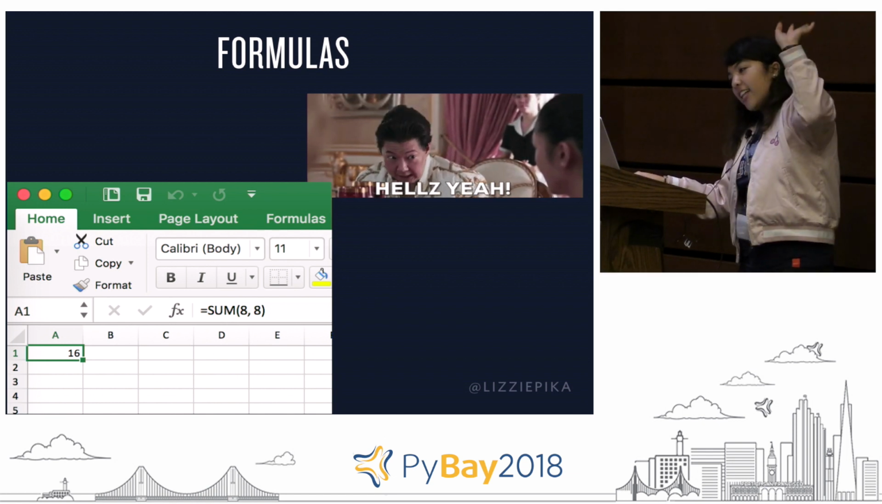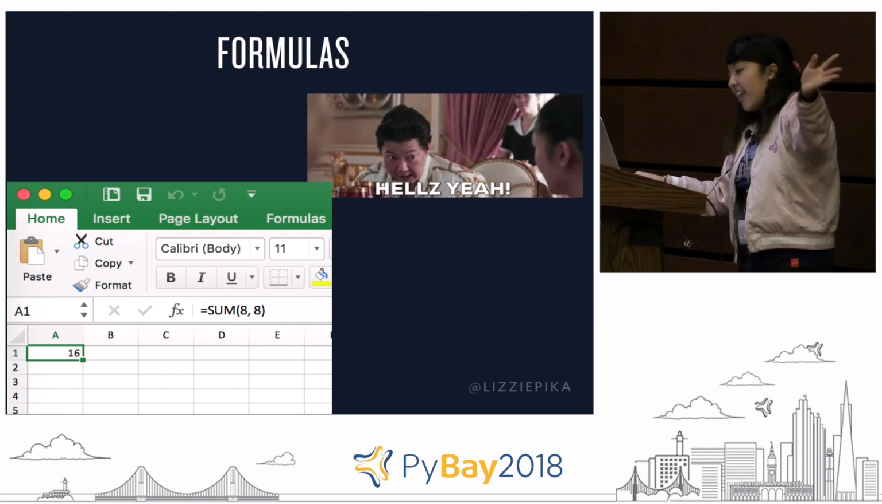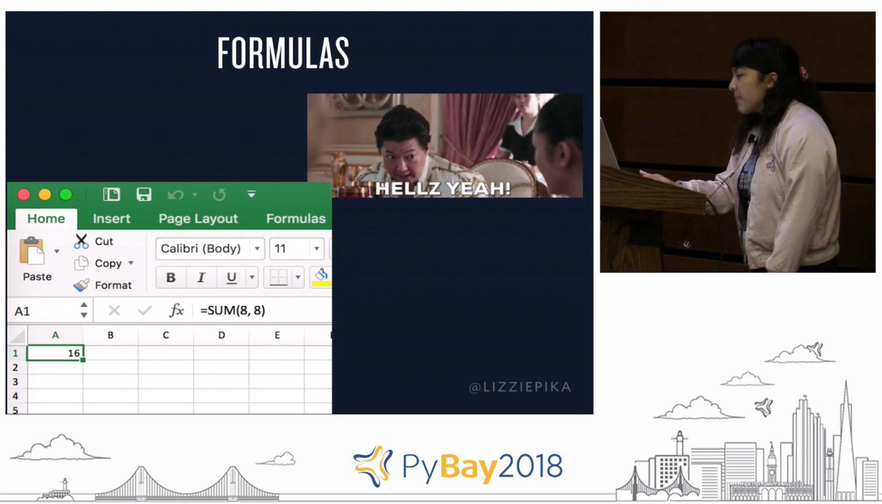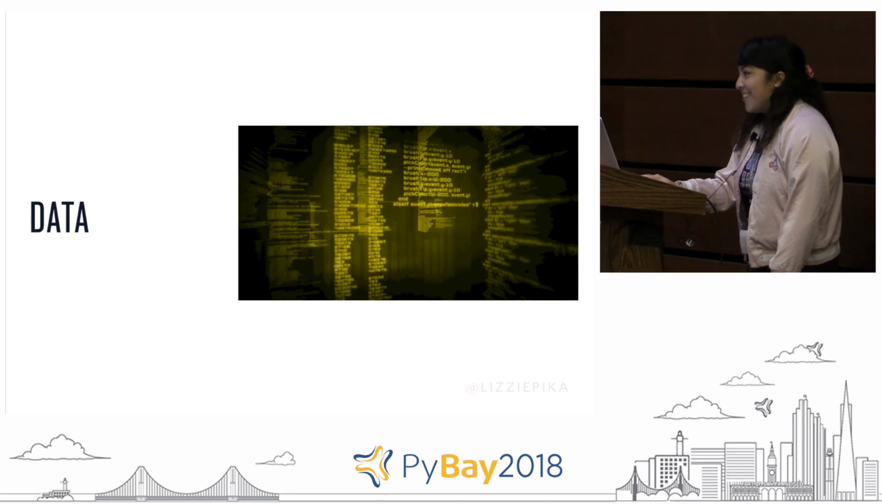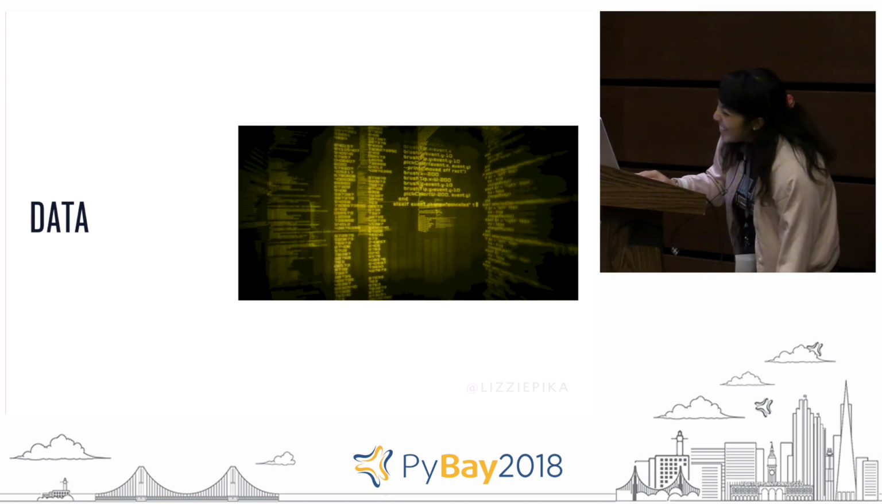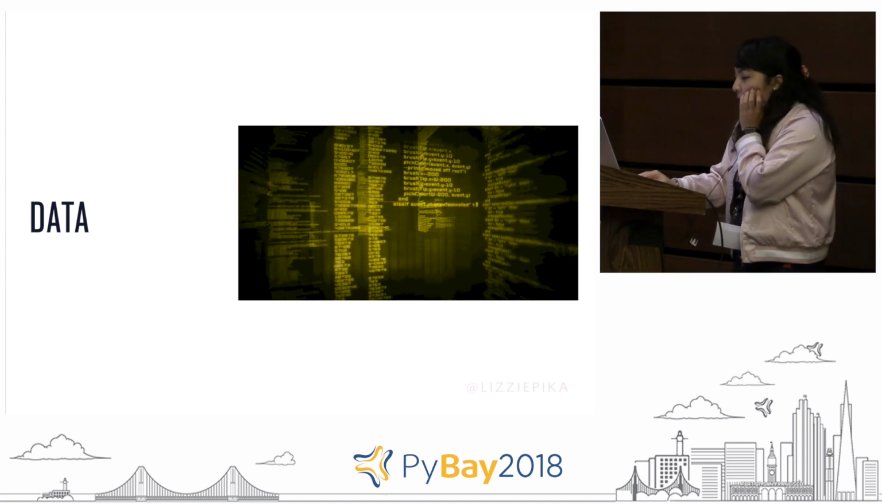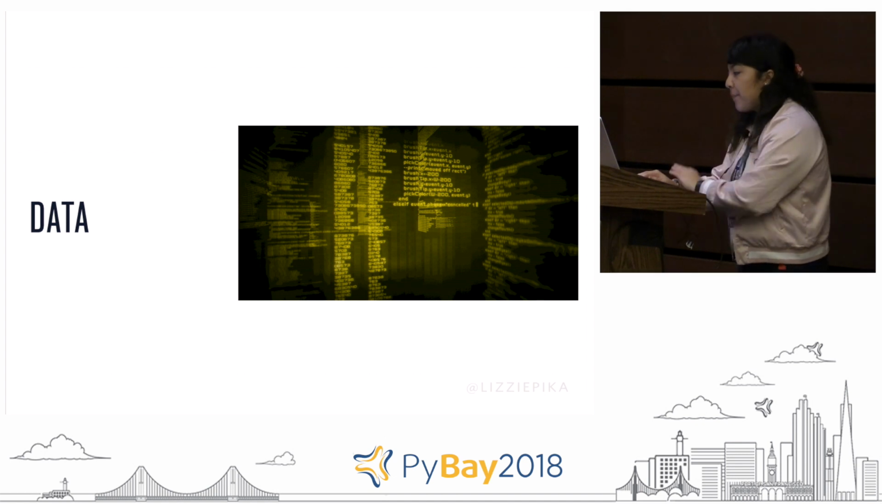And as you can see, cell A1 has the sum of 8 and 8. You can take a picture if you want. Okay. Moving on to data.